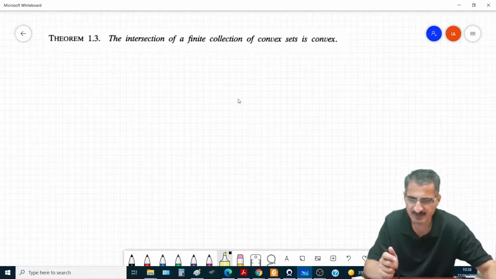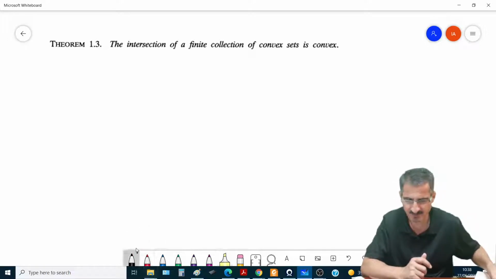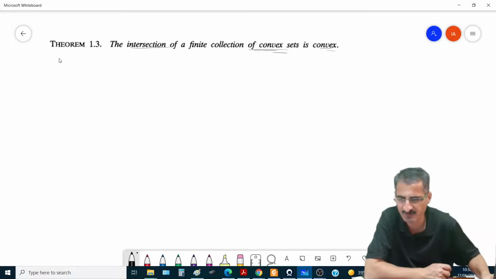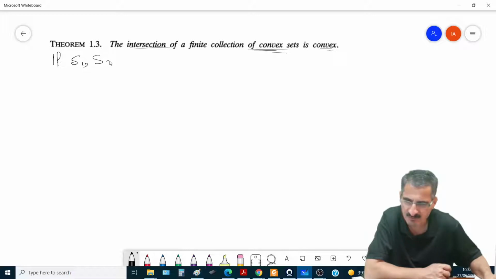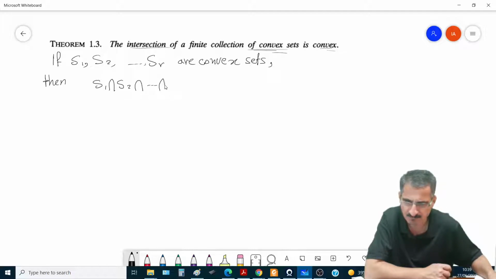Okay. Now the intersection of a finite collection of convex sets is a convex set. This is another theorem. The intersection of a finite collection of convex sets is a convex set. This theorem says if S1, S2, all the way to SR are convex sets, then their intersection is convex.